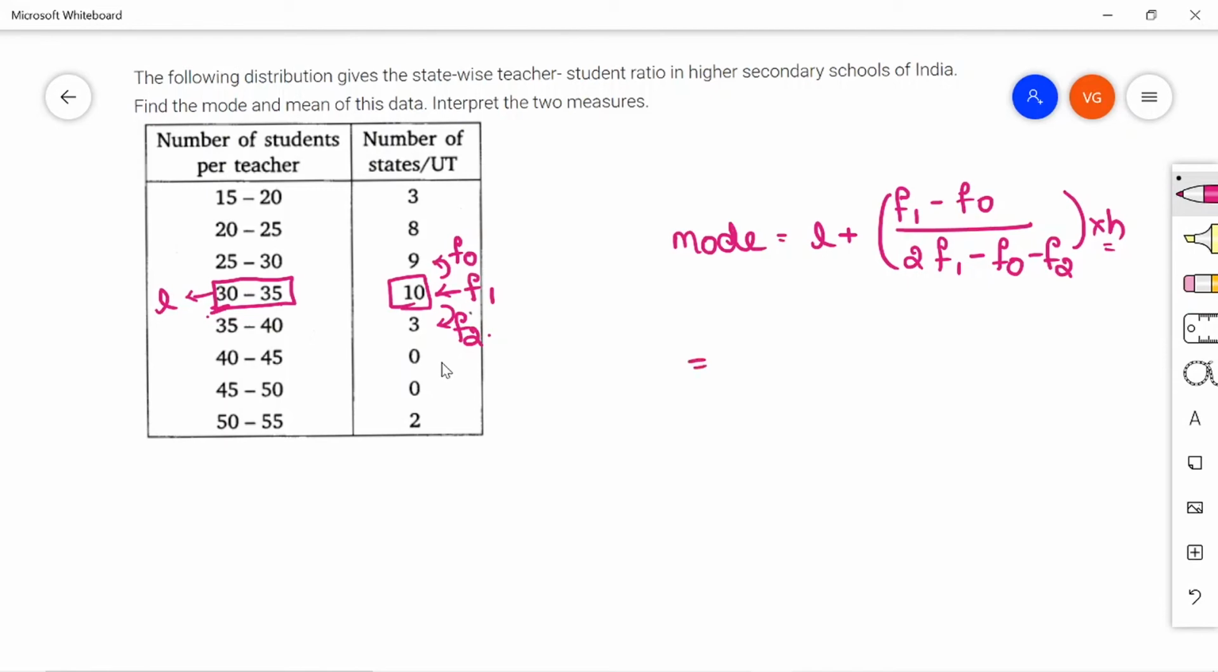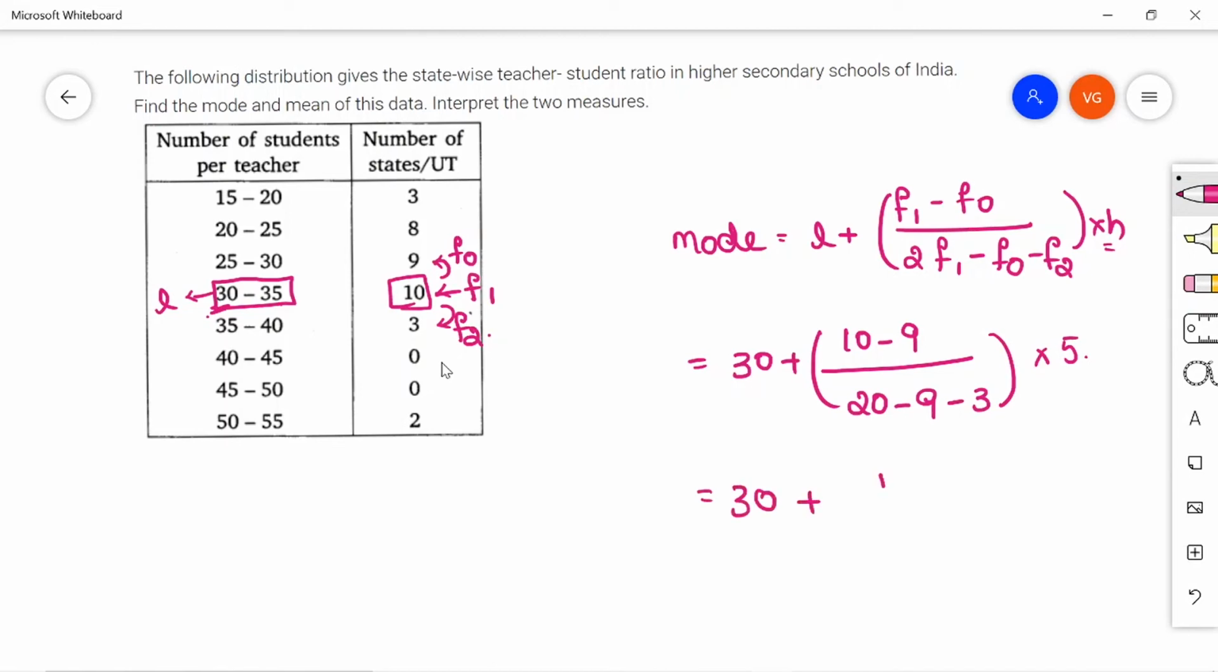So substitute everything here. 30 plus (10 minus 9) divided by (2 into 10, so 20 minus 9 minus 3), multiplied by 5, the height of the class. So 30 plus 1 divided by 20 minus 12, so it is 8, into 5. So 5 by 8 is 0.625. So it is equal to 30.625. So the mode of this data is 30.625.